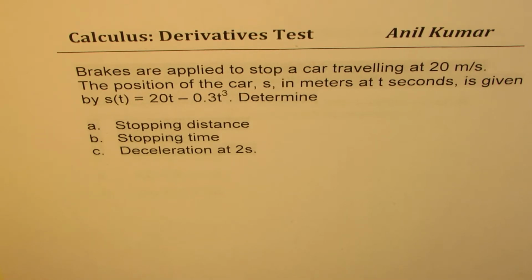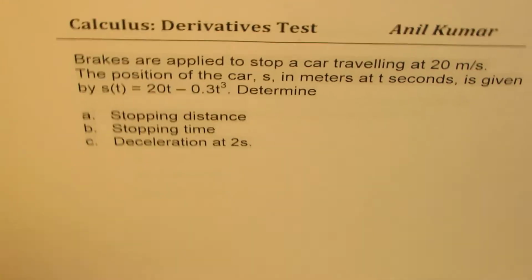The question here is brakes are applied to stop a car traveling at 20 meters per second. The position of the car S in meters at t seconds is given by S of t equals 20t minus 0.3 t cube. Determine stopping distance, stopping time, and deceleration at 2 seconds. You can always pause the video, copy these questions, try them out, and then look into my suggestions.